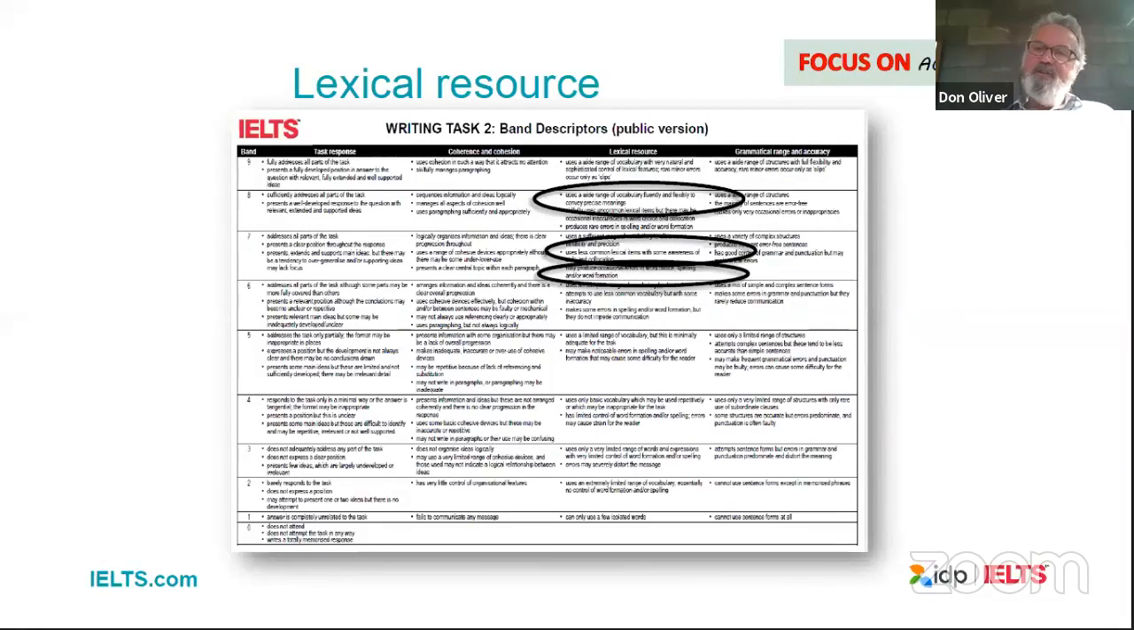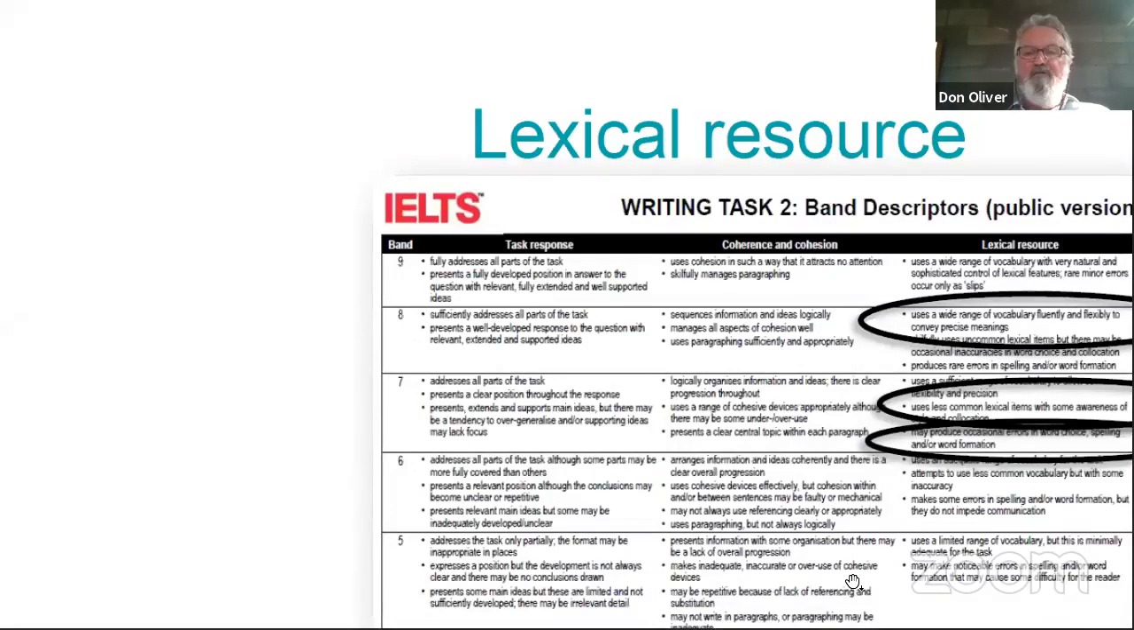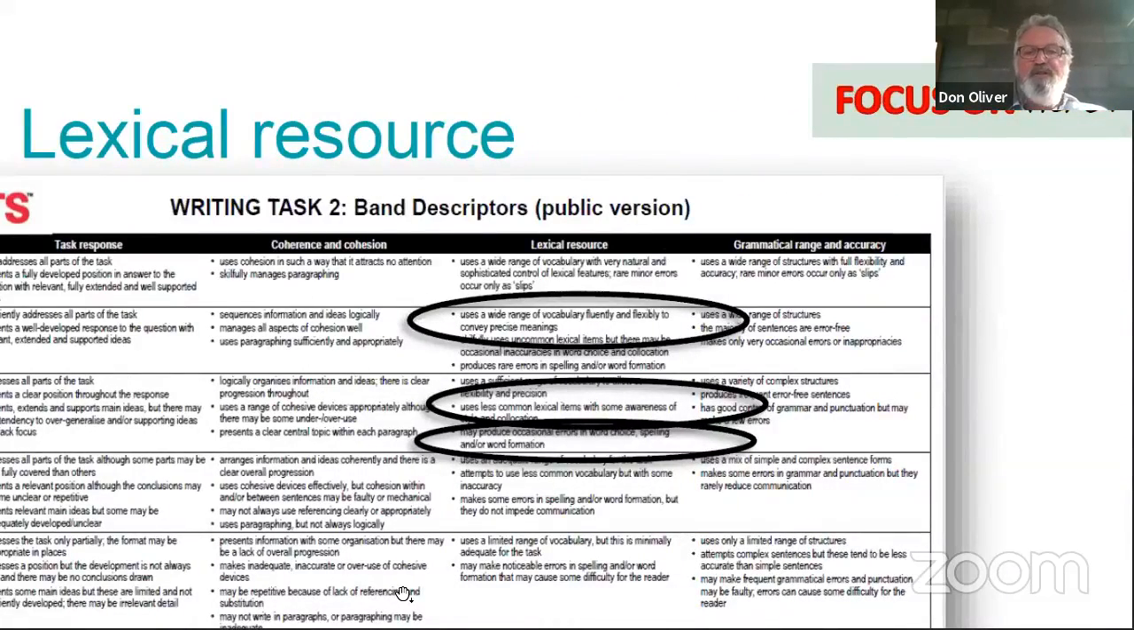So let's look at the 3rd criterion now, and that is lexical resource. And lexical resource is all about using a range of words. Here at band 8, uses a wide range of vocabulary and flexibly to convey precise meaning. In other words, you can write one word that has a slightly different meaning to a similar word, and you're able to use them in an effective way.